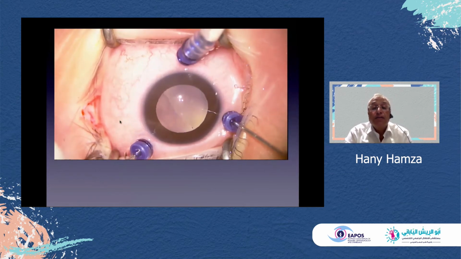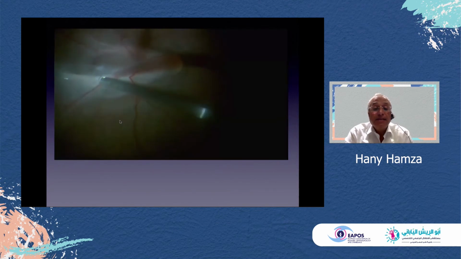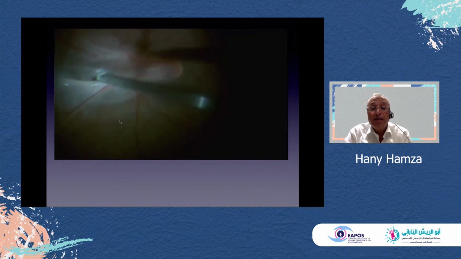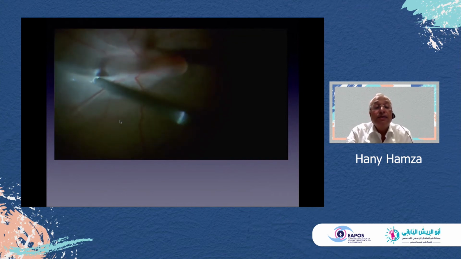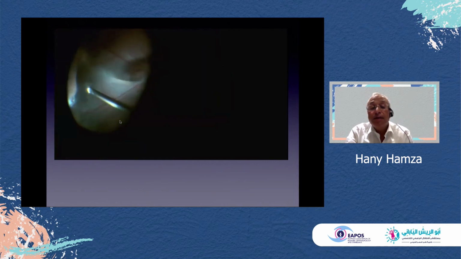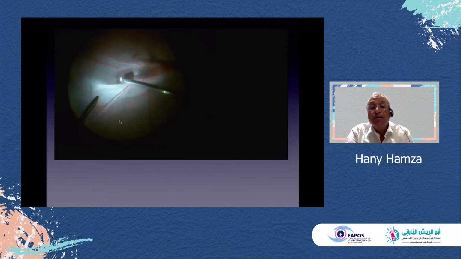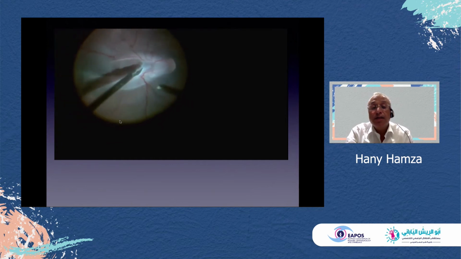So this is a case of stage 4 ROP, and this is a lens-sparing vitrectomy. You can see the presence of this central macular fold and vitreous traction, and the aim of this surgery is simply to remove the vitreous overlying the macula and to release the traction and the vitreous fibrils connecting the central macula to the periphery to prevent further traction and detachment.